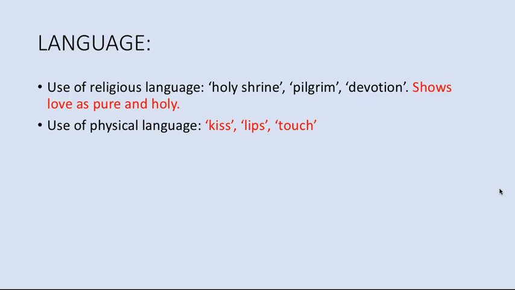Now we need to jump into structure analysis. Well, with Shakespeare, where you're given an extract, it's really important to think about where that extract comes from in terms of the overall structure of the text.